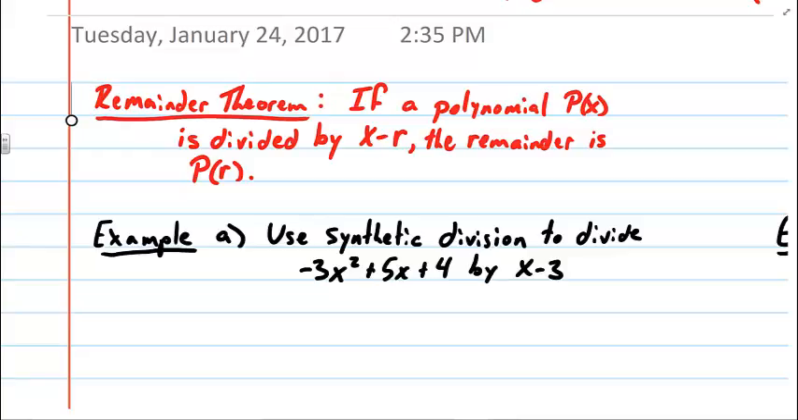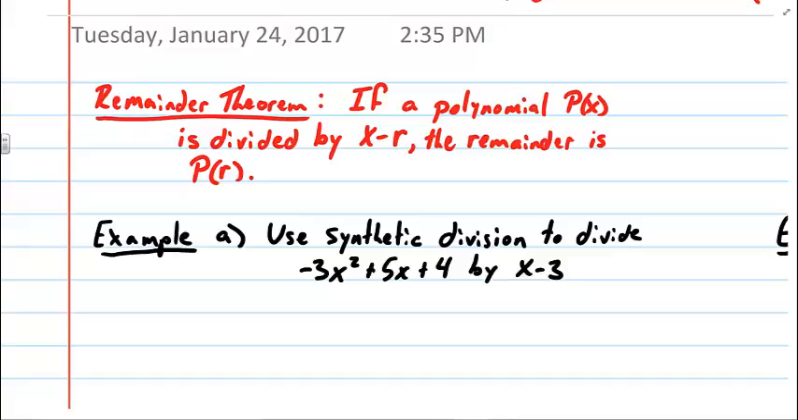But if you were to do synthetic division, you're going to get a remainder. And it turns out that it says the remainder is the same as P of r, whatever that means right now. So I'm going to do an example here that's this part A and part B, and hopefully by the end of it, you'll understand what they're trying to get to.